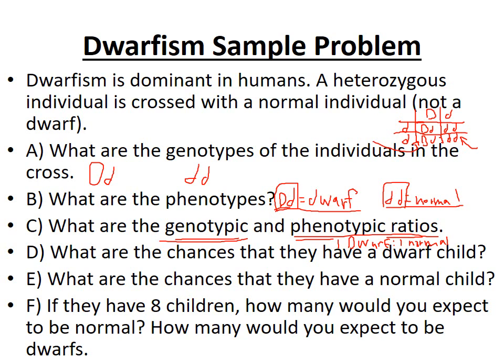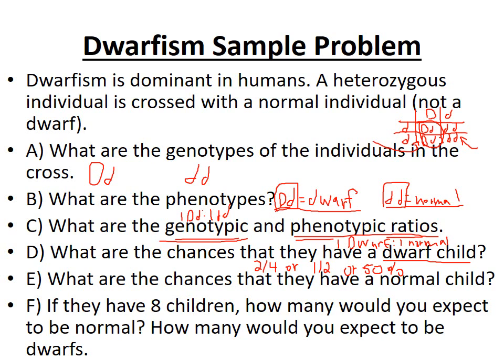And then genotypic ratio, we have one big D little d for every one little d little d. What are the chances of having a dwarf child? Well, you look at your Punnett square, dwarf is big D little d, and there's 4 squares, so that's 2 out of 4. 2 out of 4 chances, or you can say half a chance, or 50% chance.